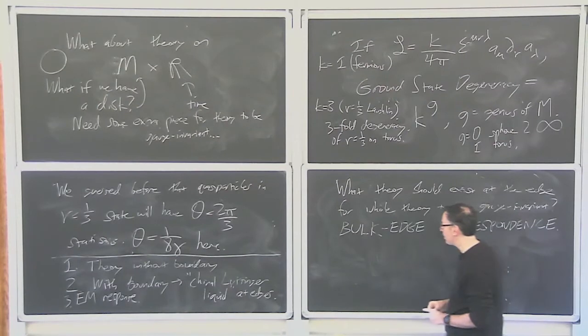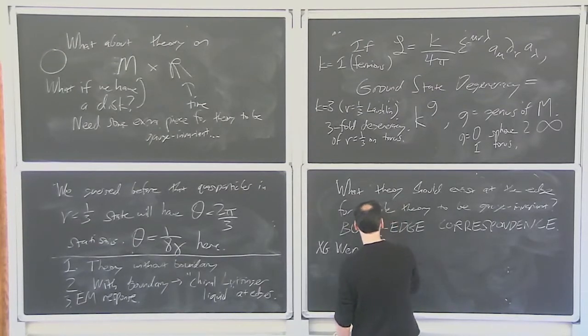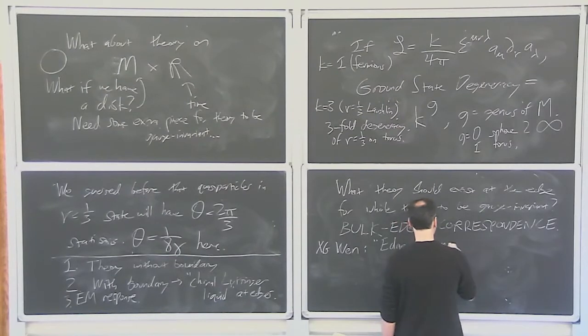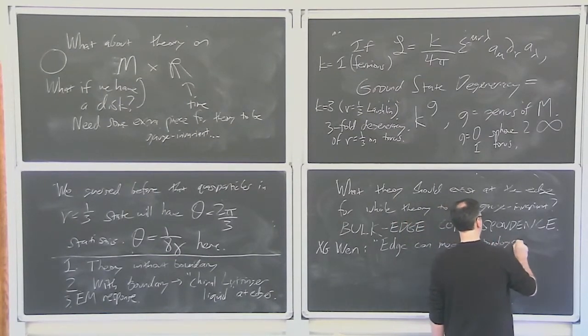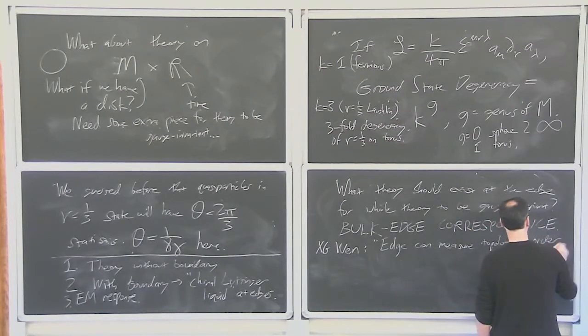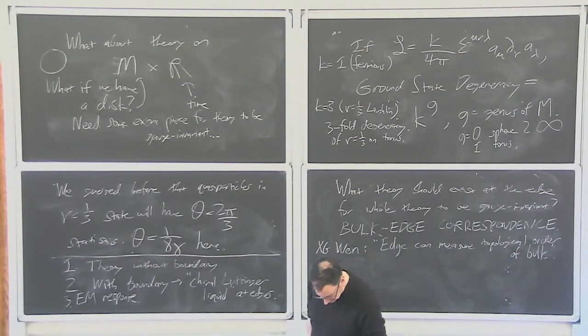So the idea is going to be that the edge, and this is maybe a paraphrase of things from Xiaogang Wen, we can use the edge to measure the topological order of the bulk. And let's see how that works. Okay, so we can start with the part that we didn't know what to do with from the bulk.